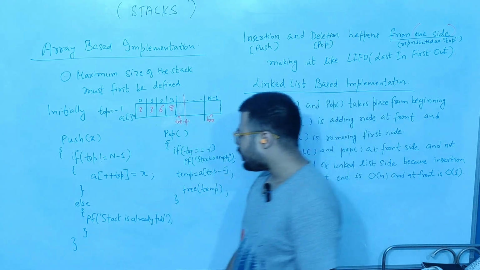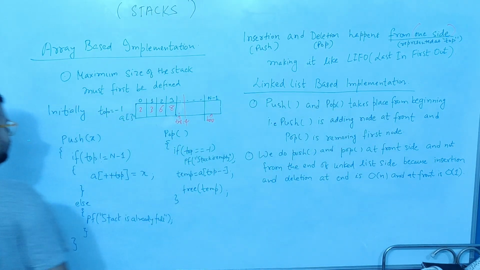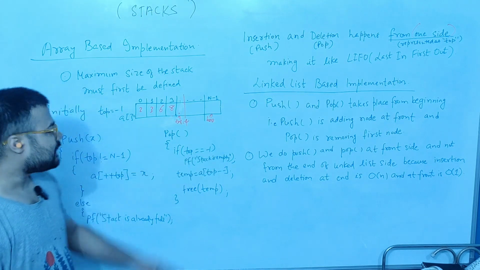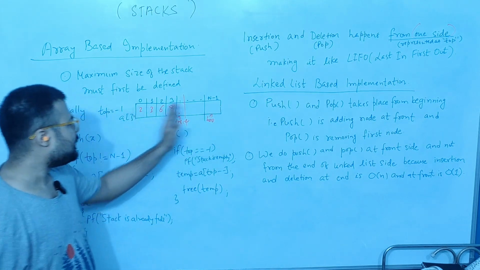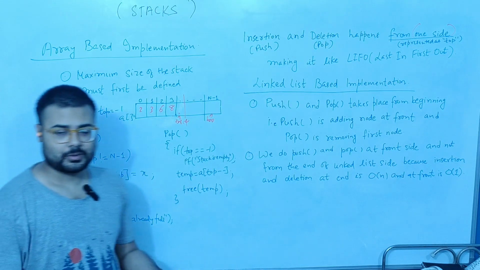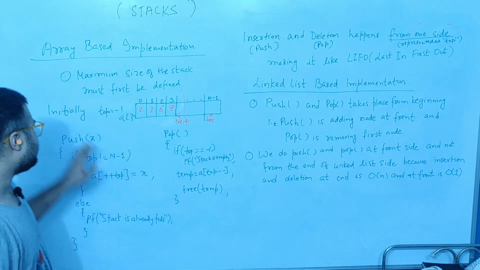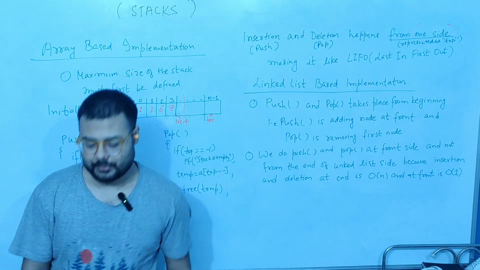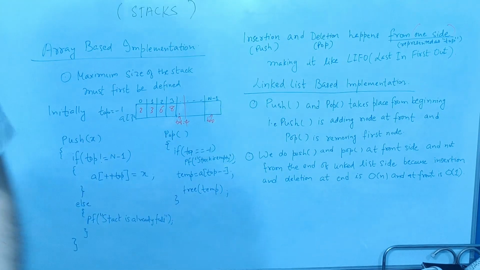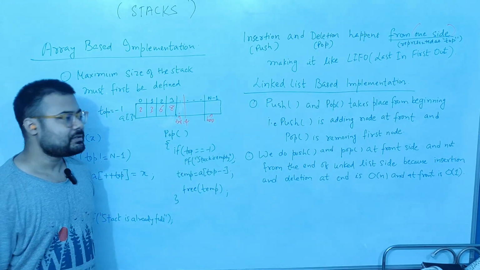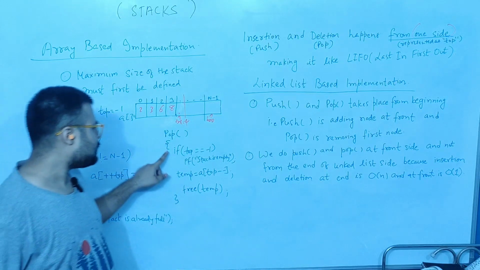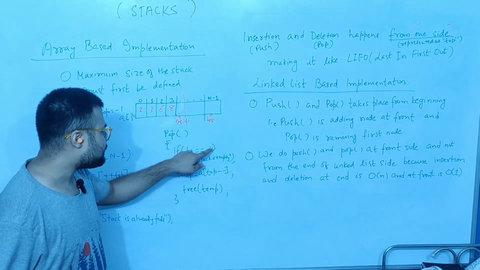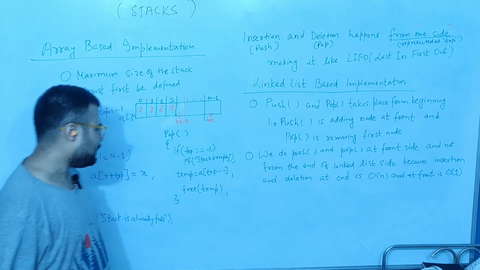Similarly, when it comes to pop operation, if top is equal to minus 1, it means there are no elements in it. So what to pop? Stack is empty. To begin with, if top is equal to minus 1, top minus 1 means stack is empty. You cannot perform pop operation when the stack is empty. So if top is minus 1, then the stack is empty.